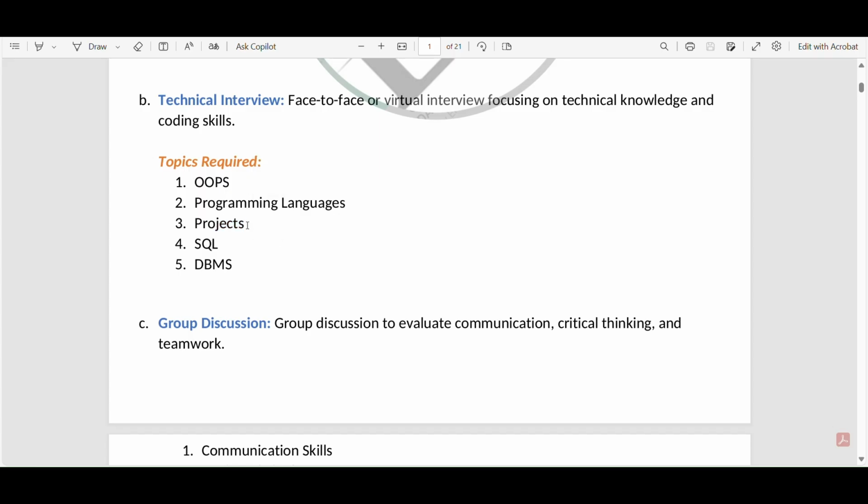What projects do you have? You have to focus on them too. You have to be perfect in those projects and perfect in your resume. Any topic from your resume that is asked, you have to answer in a clear and concise way.